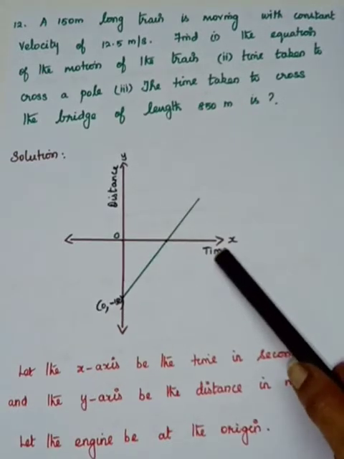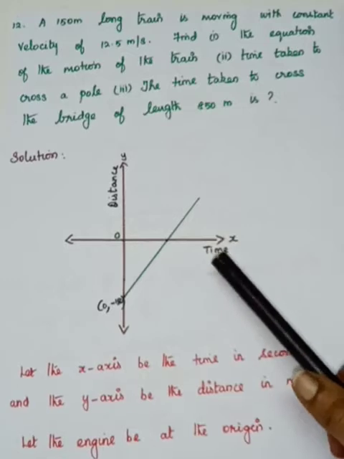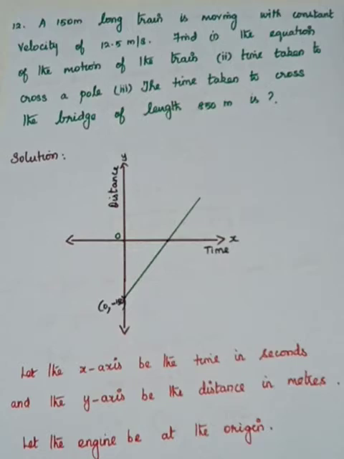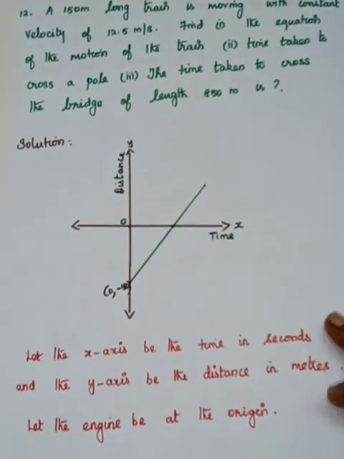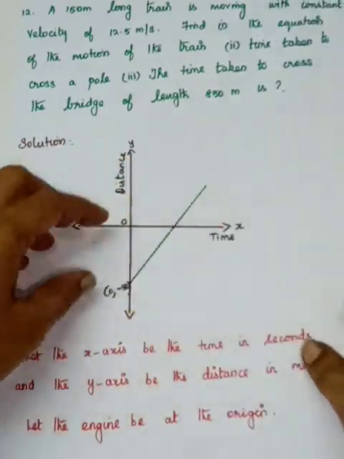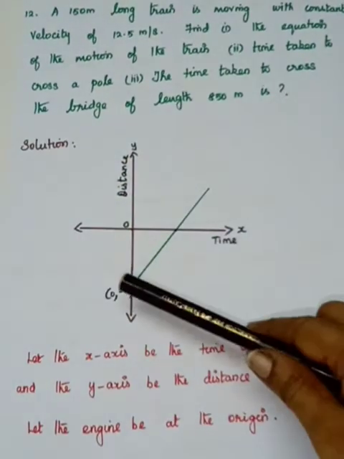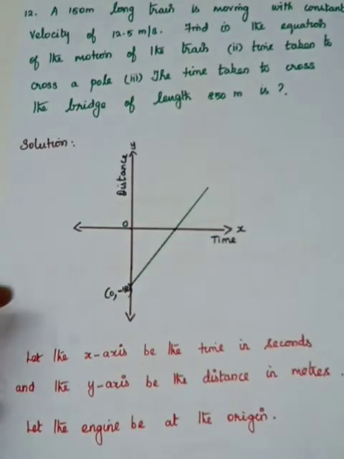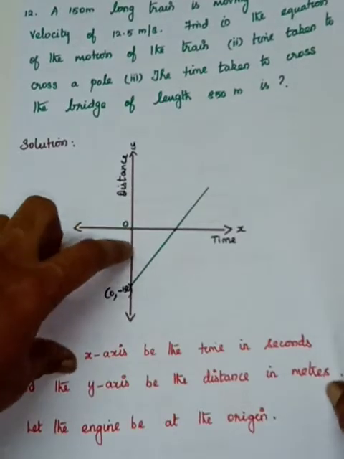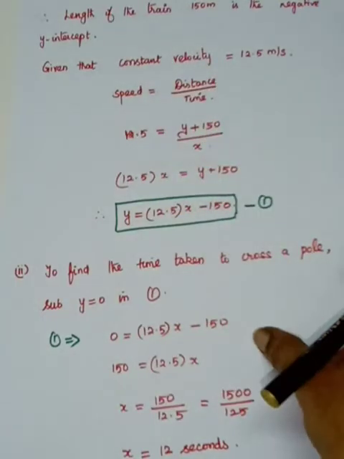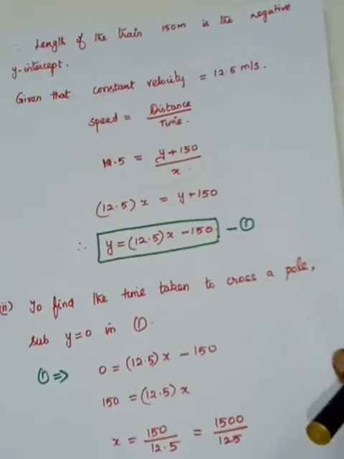So x be the time. So x axis we have taken time in seconds, and in the y-axis we have taken the distance in meters. Okay, so if the engine is at the origin, if the train engine is at the origin, so therefore the train length is 150 meter. So therefore this point is what? We can write 0, minus 150. So therefore the y-intercept is negative. So y-intercept here it is negative. See, the length of the train is 150 meter is the negative y-intercept.